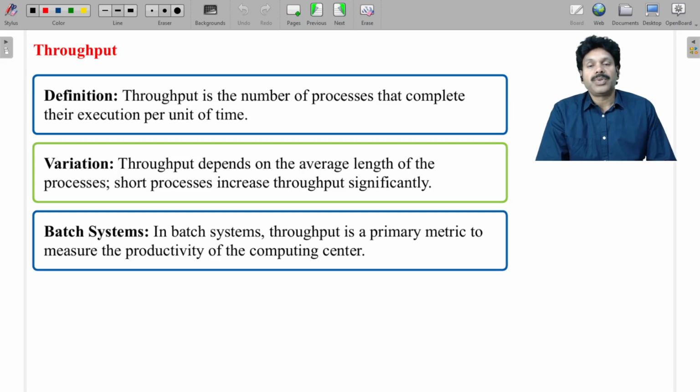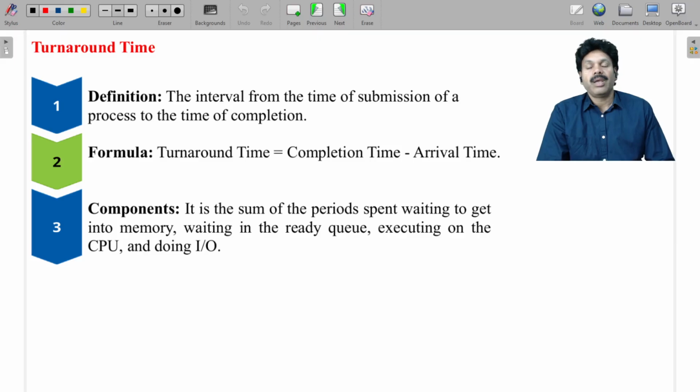Throughput indicates the number of processes the CPU is able to complete in a fixed amount of time. CPU throughput can be enhanced, especially in time sharing systems. And turnaround time indicates the entry time of the process and the exit time of the process. During this time, between entry and exit, the process may be busy with the CPU or busy with IO.